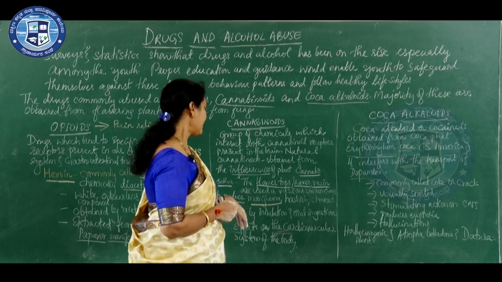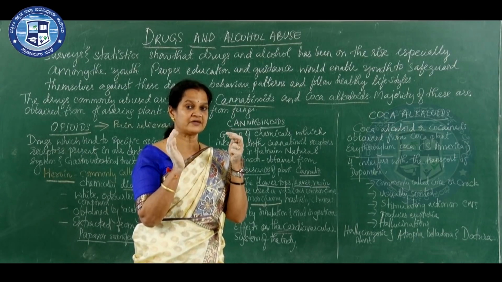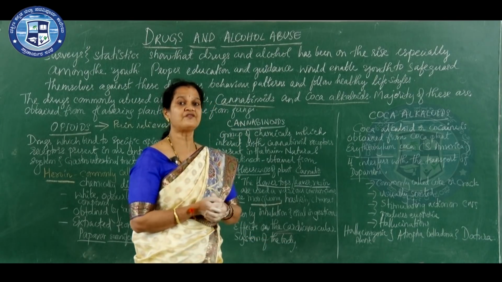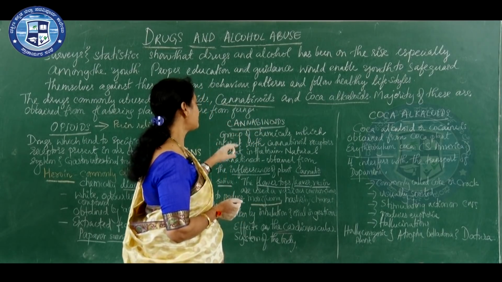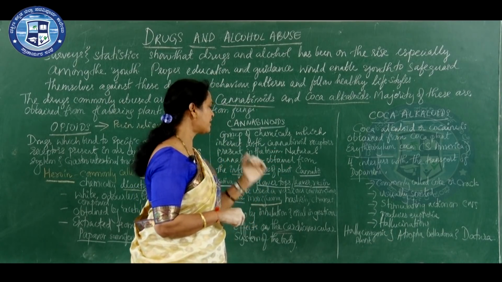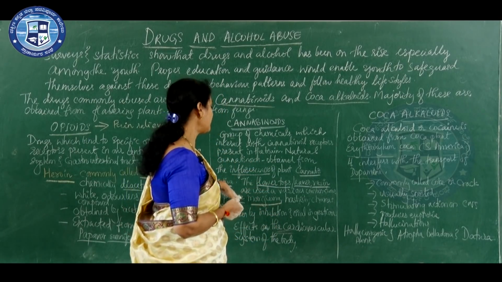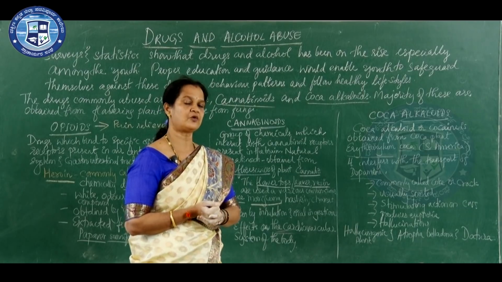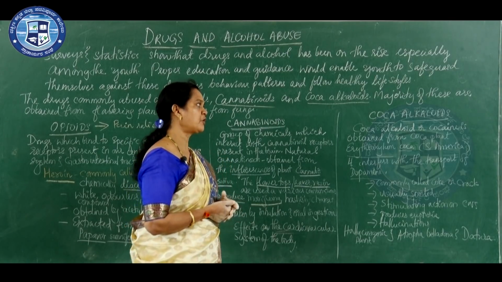That's how it is taken, and definitely they have an effect on the cardiovascular system. So our circulatory system, the heart, will be affected by this type of drug, the cannabinoids. It is a group of chemicals which interact with the cannabinoid receptors present in our brain, and it is obtained from Cannabis sativa, from the inflorescence. Marijuana, hashish, charas and ganja can be obtained from this, and it affects the cardiovascular system of our body.